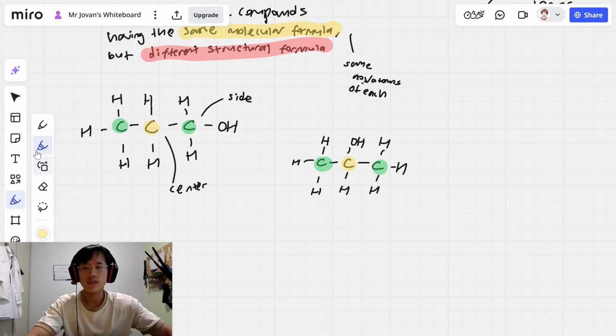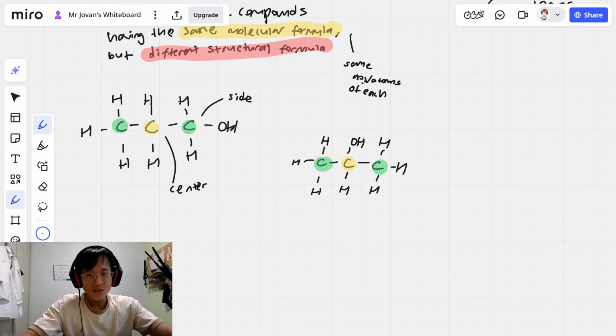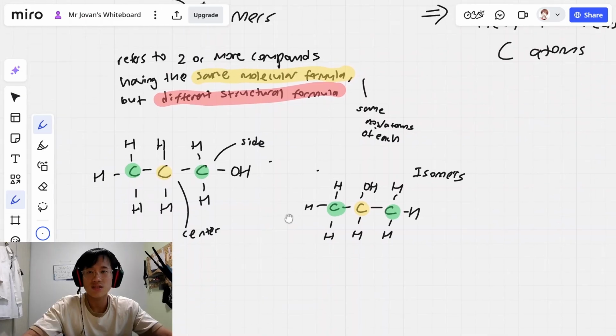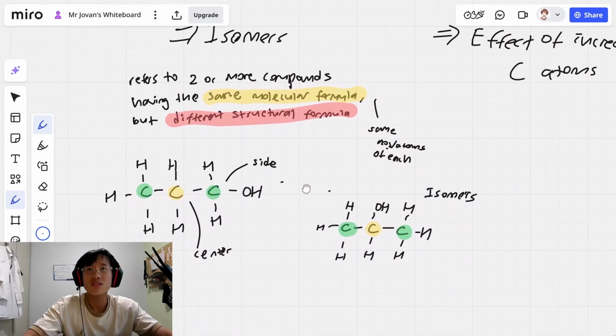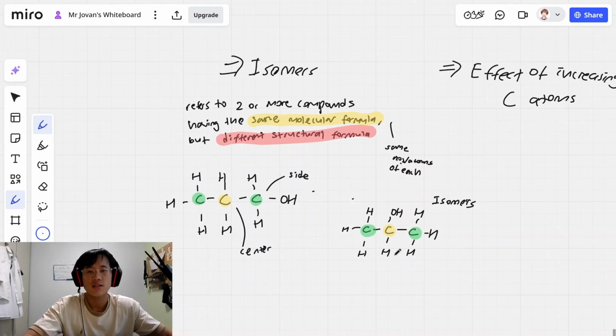So once again, I will always tell myself which one's the center and which one's the side one. In this case, this OH is now connected to the center carbon. It's not connected to the side carbon. Therefore, it is an isomer. Okay, that means both of these are isomers. Because what's the definition of isomers again? Let's take a look. Two or more compounds with the same molecular formula. So yes, they are isomers.